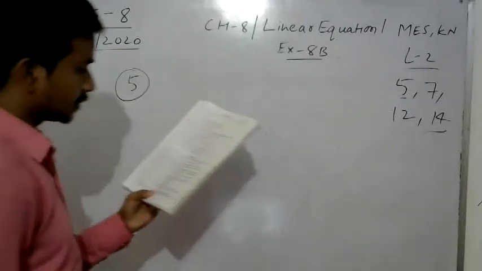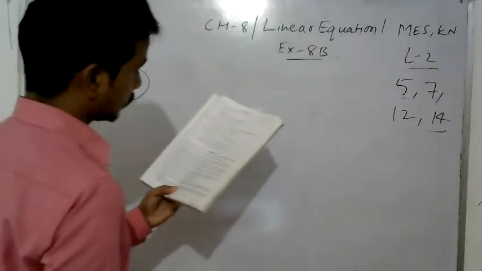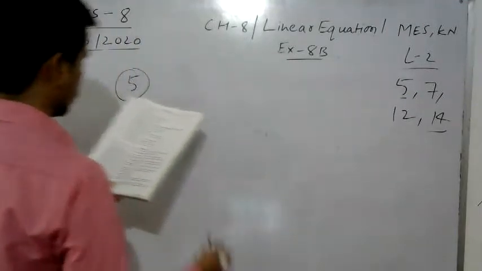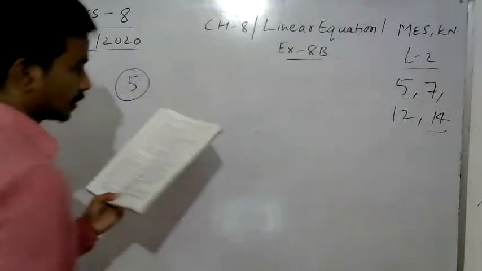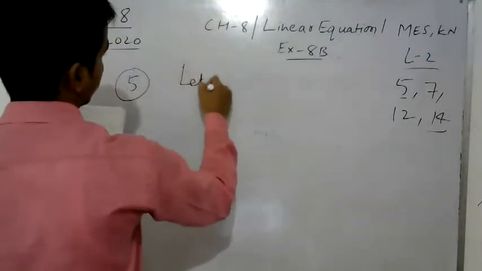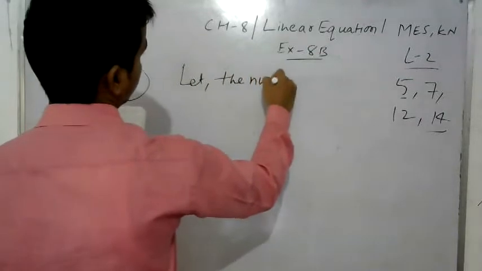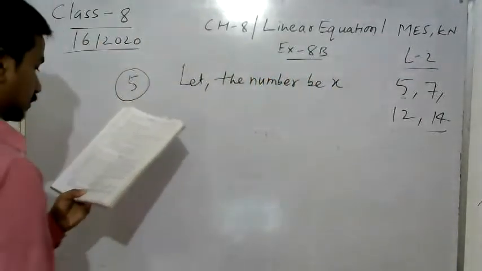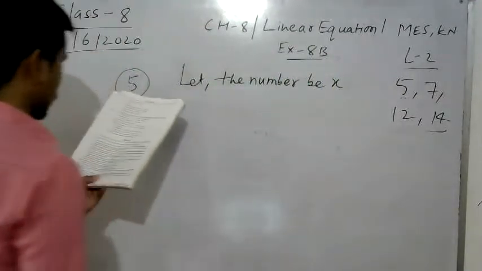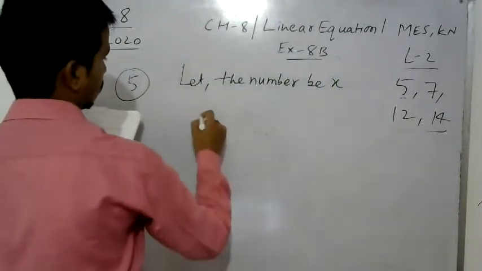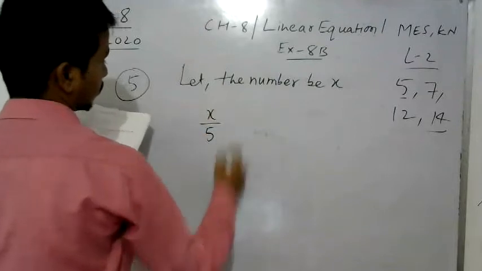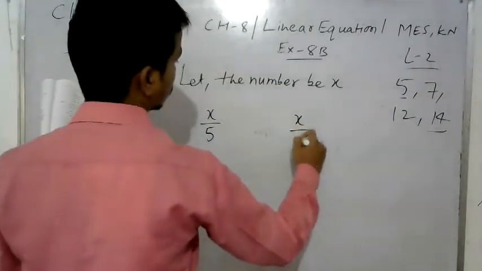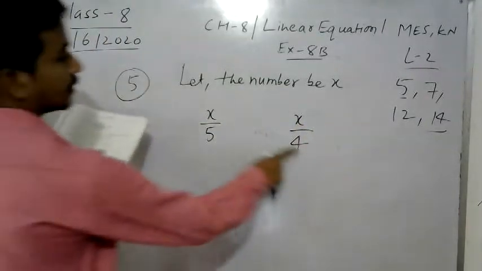Question number 5 says that find the number whose fifth part increased by 5 is equal to fourth part diminished by 5. So we don't know what is the number. So let's assume the number be x. Let the required number be x. Now what is the fifth part? This is the fifth part of this number, x by 5. And what is the fourth part of this number? This is the fourth part of this number, x divided by 4. This is the fifth part and this is the fourth part.